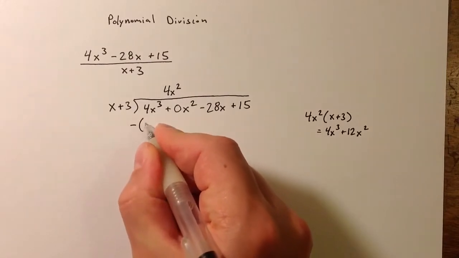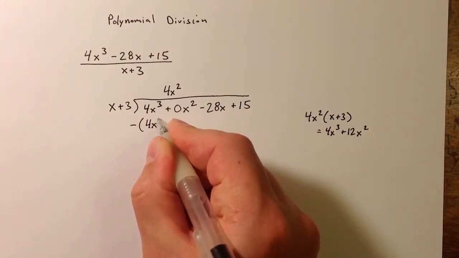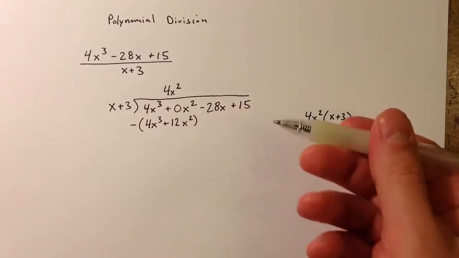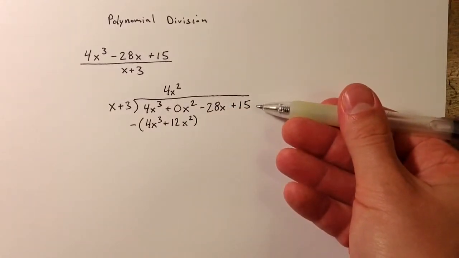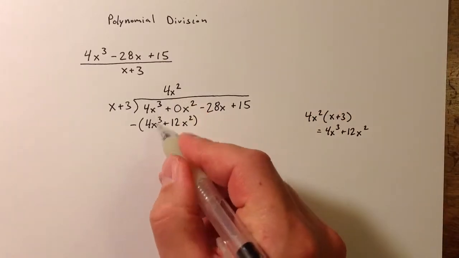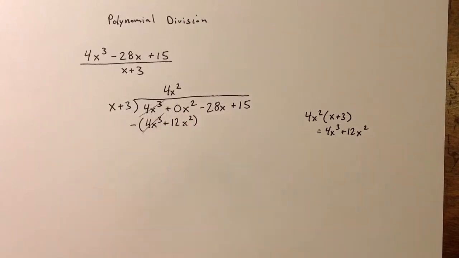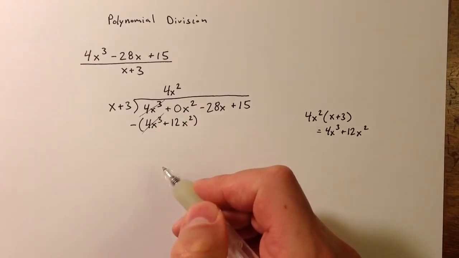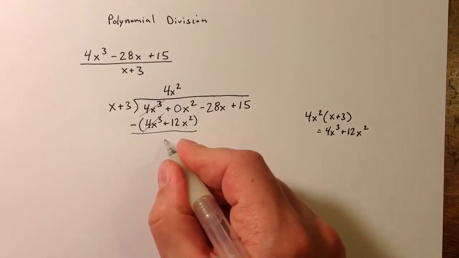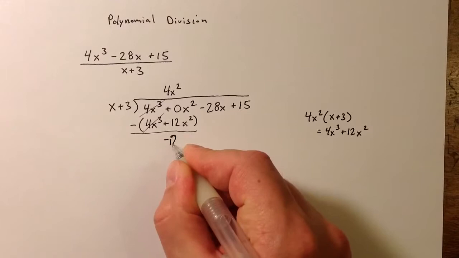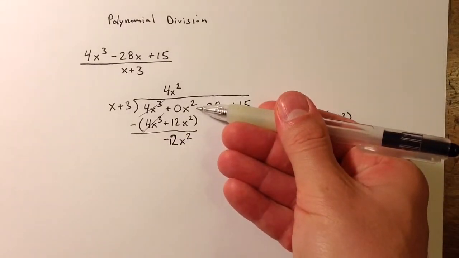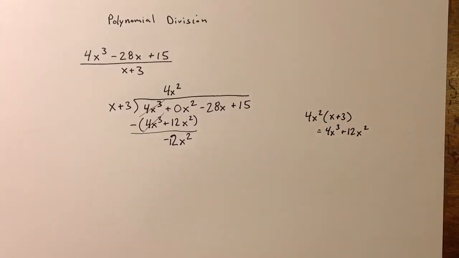So I want to subtract 4x cubed plus 12x squared from the given polynomial, from the dividend. We chose 4x squared because it makes the 4x cubes cancel, subtracting 4x cubed from 4x cubed. And then I want to be careful, I want to subtract the 12x squared, so that becomes a negative 12x squared. Because we're taking it away from 0, the term that wasn't present in the original expression.